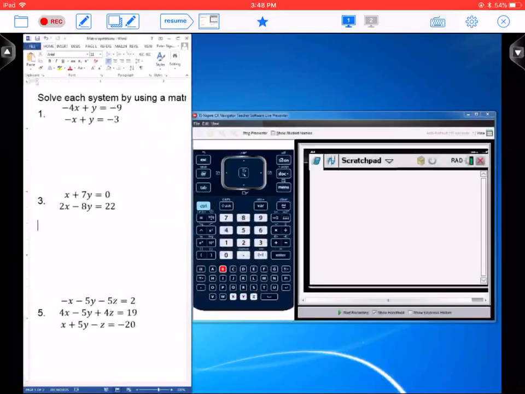Hey guys, it's Mr. Win, and I'm going to show you how to solve systems using matrices. So this is the basic introduction to matrices and how we're going to use them, okay? Matrices are these little box symbols.